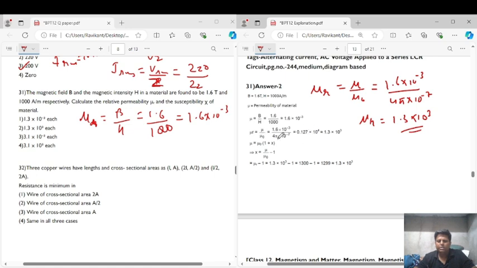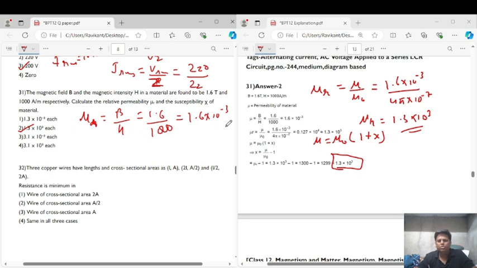And then we have to calculate susceptibility. To calculate susceptibility, we have the formula mu is equal to mu naught into 1 plus xi. So putting the value and calculating, we get xi equal to 1.3 into 10 to the power of 3 approximately. So we get the value of mu R and susceptibility almost the same. So the correct answer for question number 31 is 1.3 into 10 to the power of 3. So option 2 is the correct answer.